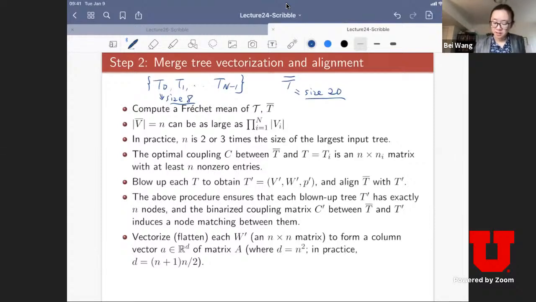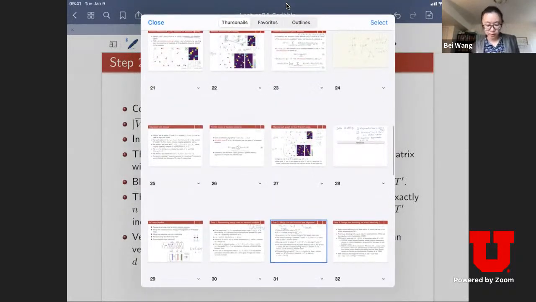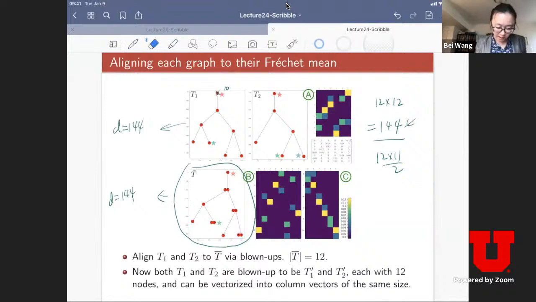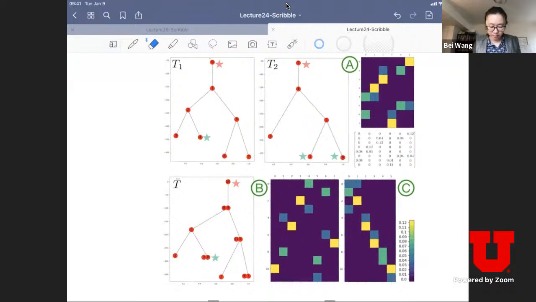average tree. Another way to talk about it, if you have this picture from earlier, which we're definitely going to come back to anyway, is that in this particular picture, the average tree T bar has a total of 12 nodes, but T1 only has 8 nodes. So what you have to do is, based on how T1 is mapped to T hat, which is the average, I am going to duplicate some of those nodes.